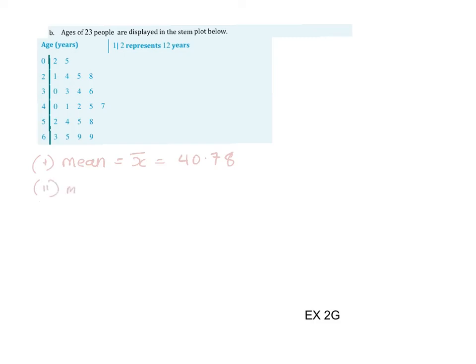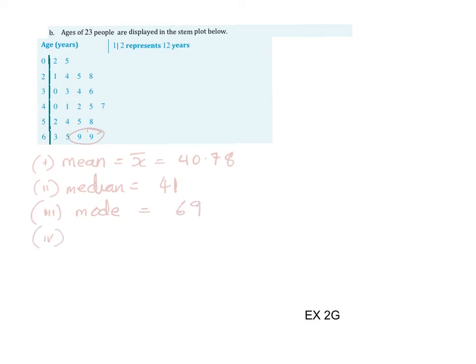The median for this data can be read straight off, and the median is 41. The mode cannot be read from our calculator. Looking for the one that occurs the most, and there we have 2 9s, so there's no other repetition there, so our mode is 69.